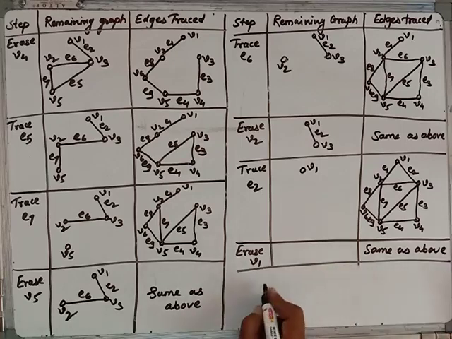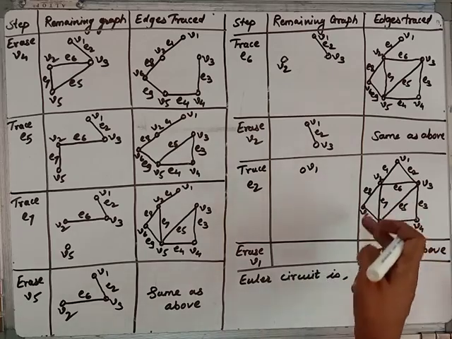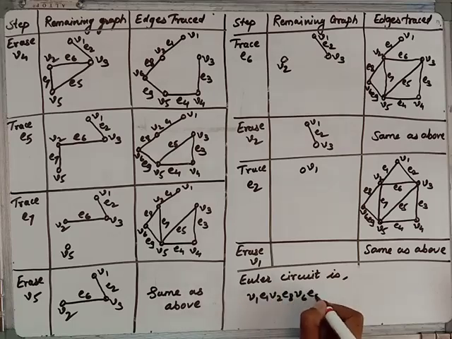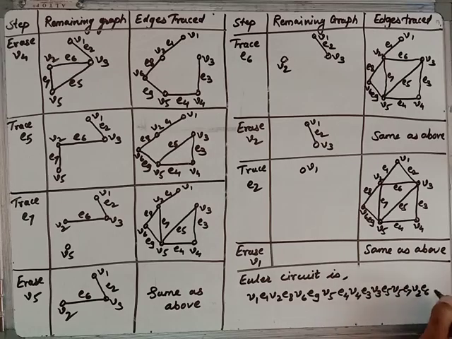So what Euler circuit do we get? The Euler circuit is, as we go right down the same path: V1, then E1, V2, E8, then V6, E9, then V5, E4, V4, E3, V3, E5, V5, E7, V2, E6, V3, E2 and then V1. This is our Euler circuit here.